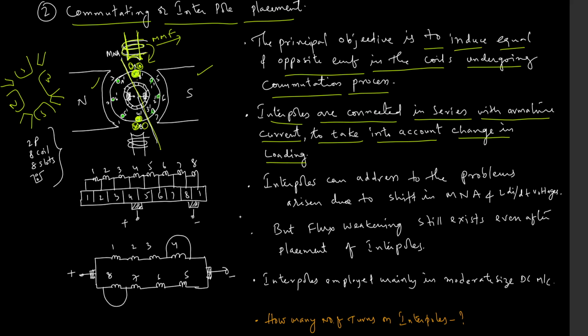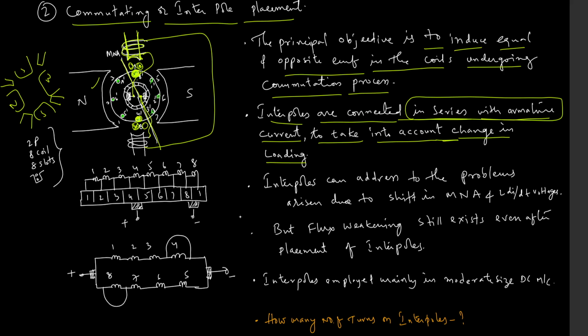So I will be joining the interpole windings like this. So this will come and it will connect the other interpole, and this will go at the end to the other pole here. Okay, so now if you notice, to accommodate the load changing, I have to connect this interpole winding in series with the armature. You keep this in mind.